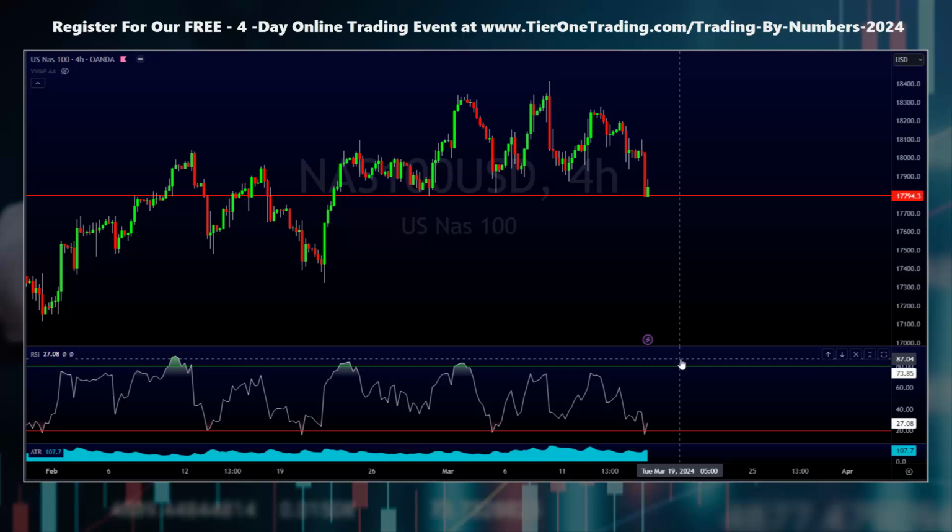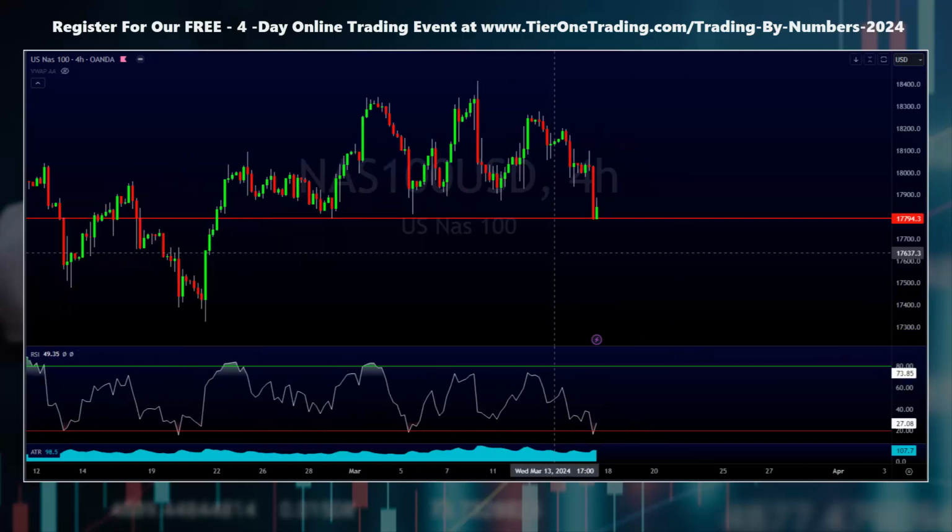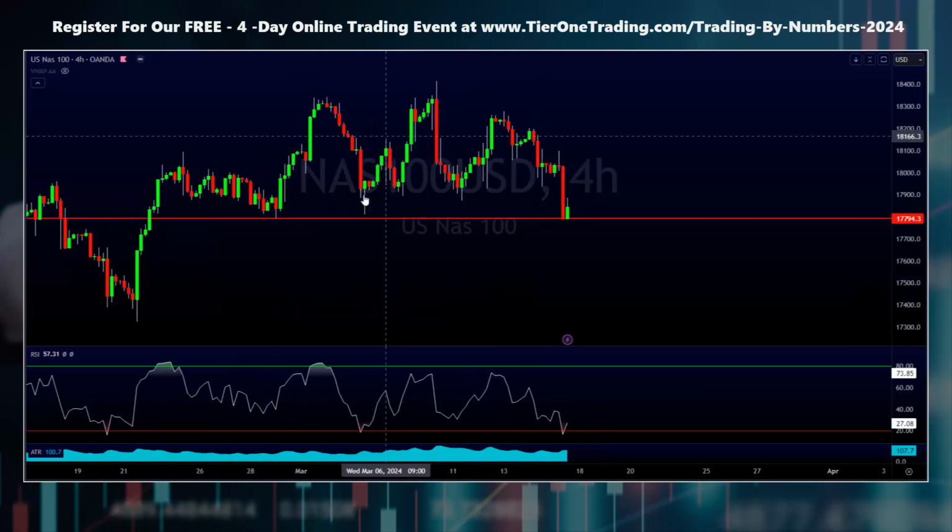NZDUSD is next. So this is a little bit different, right? With New Zealand dollar, we were coming down to that previous level of structure and we were so far holding. NZDUSD is a little bit different, right? We've come down to a previous level of structure after consolidating here.